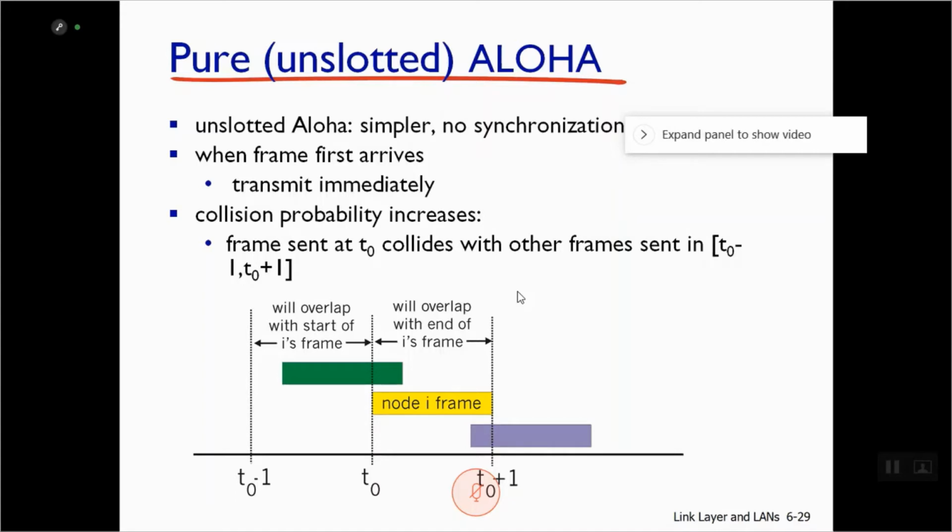Or the node waits for some time before transmitting again. How much time? It can be the frame transmission time, the time it takes for the whole frame to be transmitted. After it has waited, it transmits the frame with the probability P, or waits for another time frame with the probability 1 minus P.